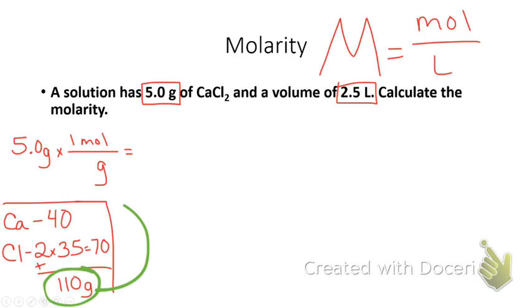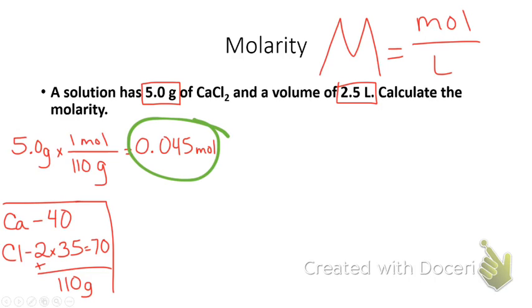What can I do with this number? I can plug it in here for my mass to mole conversion. That's exactly what I'm going to do. 110 grams. That number came off the periodic table. So once you solve this, punch in your calculator 5 times 1 divided by 110, and then depending on how you round here, you should get 0.045 moles of calcium chloride.